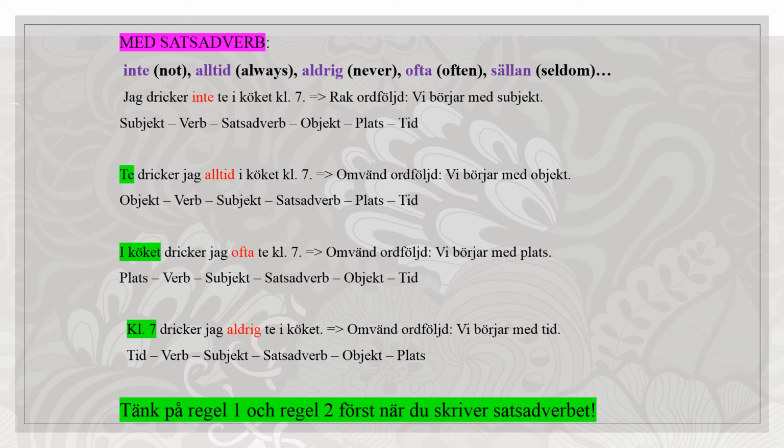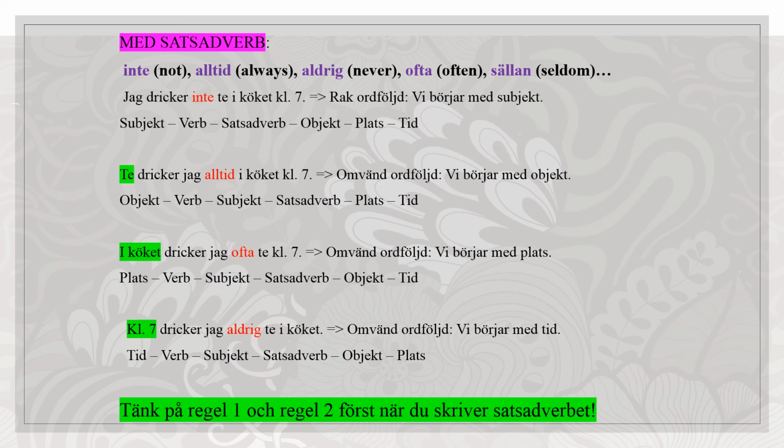Te dricker jag alltid i köket klockan 7. This is omvänd ordföljden, reverse sentence, and in the reverse sentence te is object and this sentence is started with the object. Object, verb, subject and then satsadverb plus tid. So in the reverse sentence, satsadverb always comes after the subject, not after the verb.